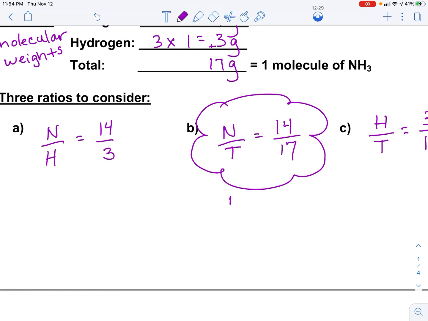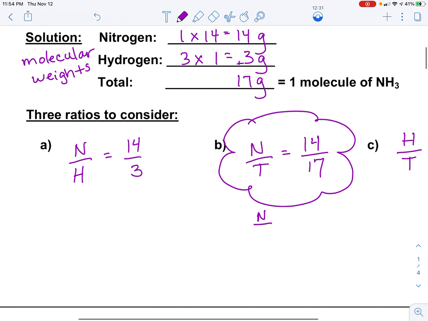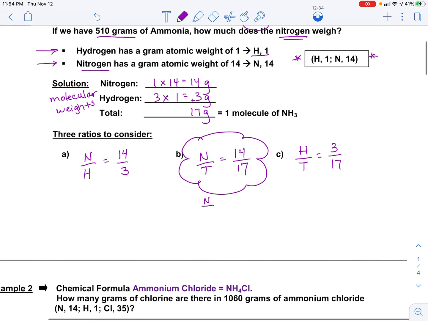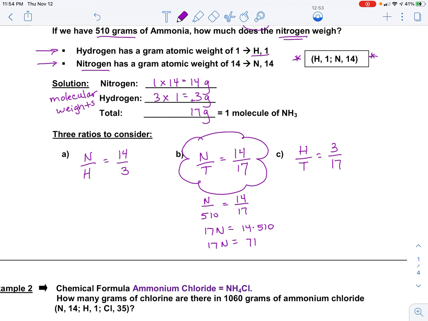And we're going to go ahead and fill in what we have. So I have nitrogen over my total, which we can go back to the problem and see what was the total, 510 grams, equals 14 over 17. We can do cross products here. I'd have 17N equals 14 times 510. When you do the math on that, you're going to get 7,140. You'll divide by 17 on both sides, and N is going to equal 420 grams.